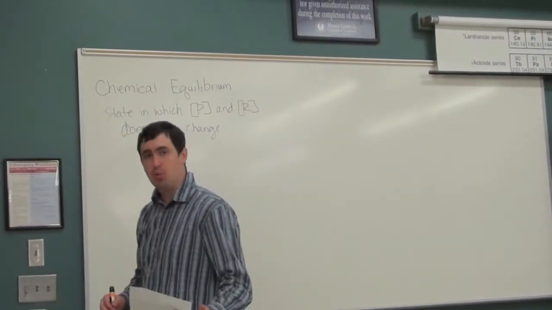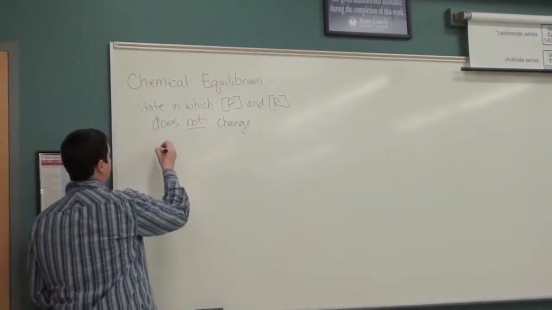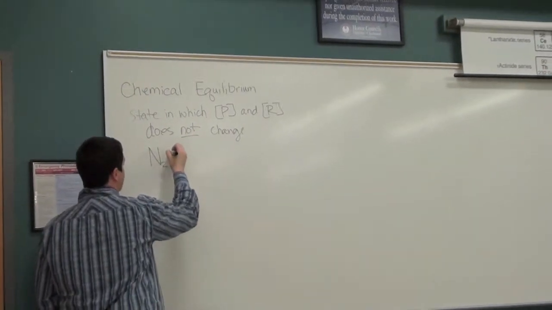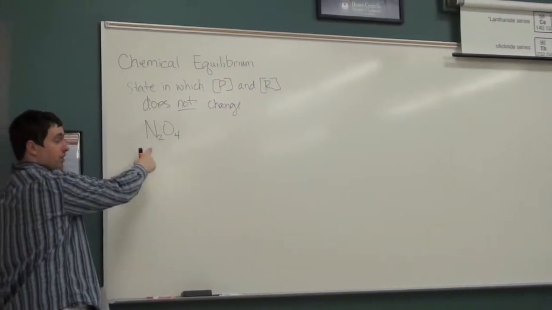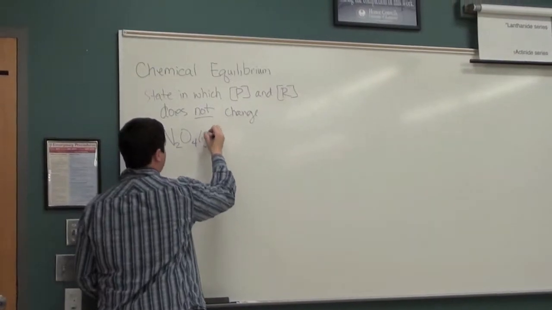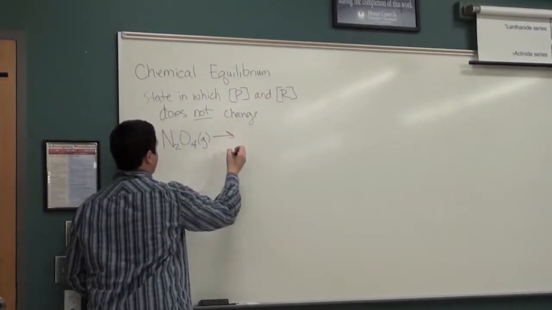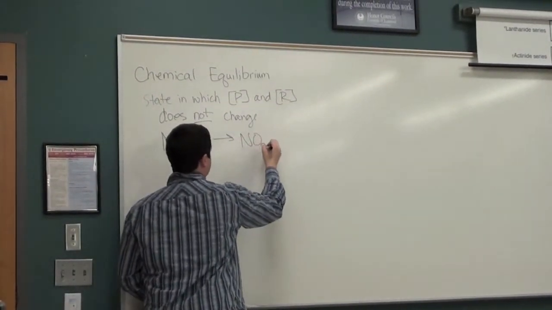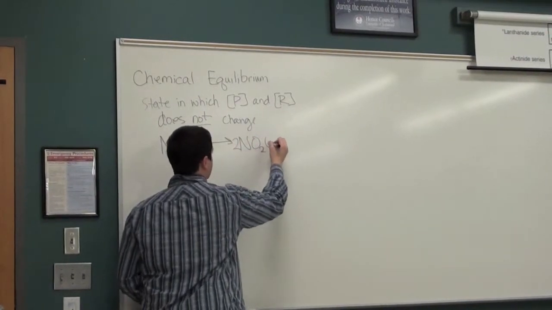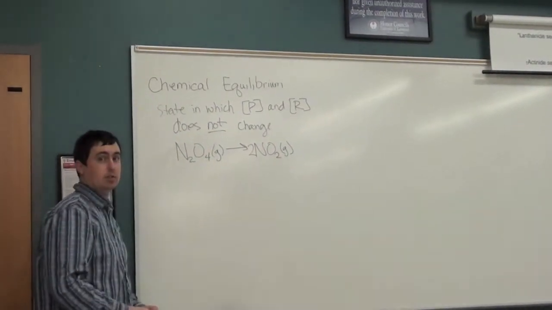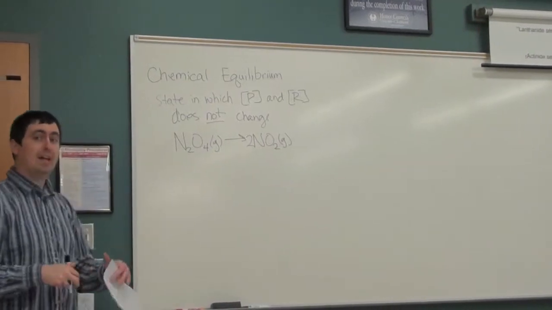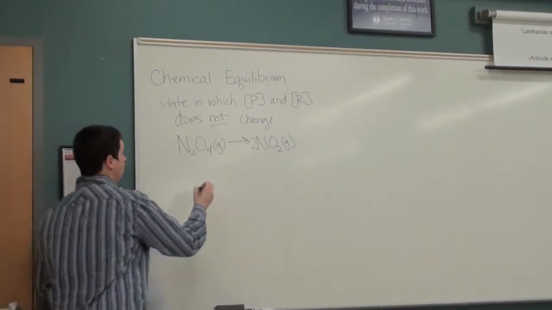So in general, to this point in general chemistry, you've seen reactions look like this. For the decomposition of dinitrogen tetraoxide, which is in the gas phase, you see something like this, where it decomposes to 2 molecules of nitrogen dioxide. The problem is this isn't the reality of what's going on.